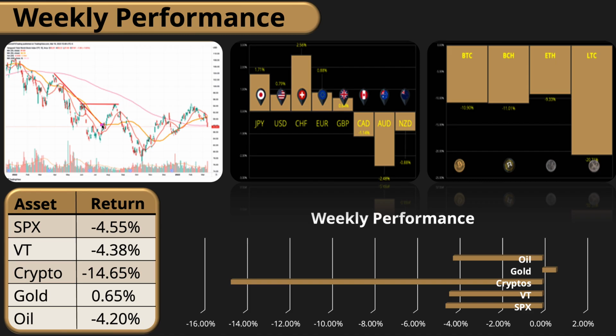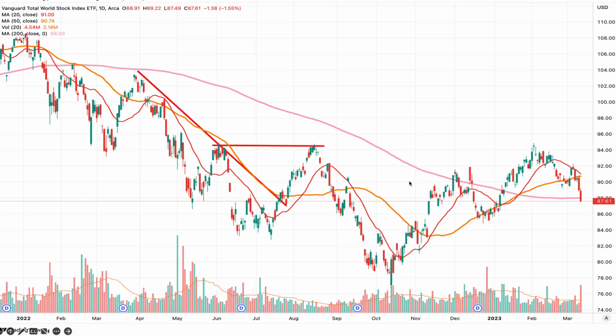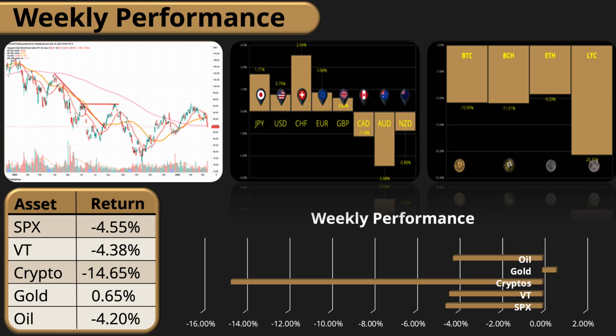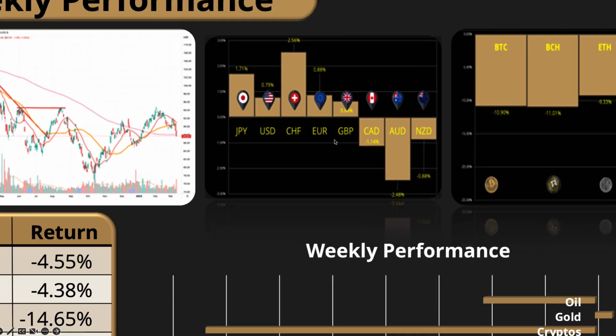Now let's take a look at the chart. Looking at the chart, you can see the markets are breaking lower. The World Stock Index is actually below the 200 moving average, which is telling us that this is not a US phenomenon. This is something we're seeing across the board. So things are looking a lot more bearish. Let's take a look at percentage change in the currency markets.